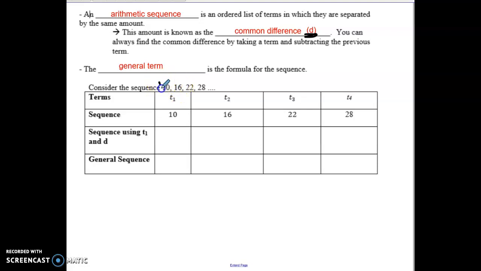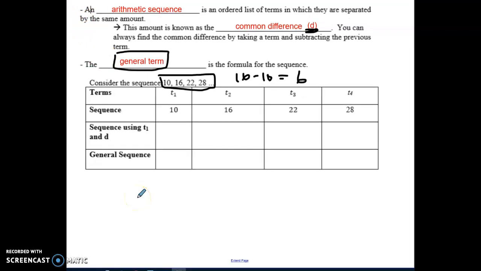So in this example right here, we have 10, 16, 22, 28. So what that means is if I take 16 and subtract the one before it, I'll find that the common difference is 6. So you can do that with any arithmetic sequence. The general term is the formula for the sequence. So again, we can always make a general term here. So let's dive a little more into this sequence and see how it works.